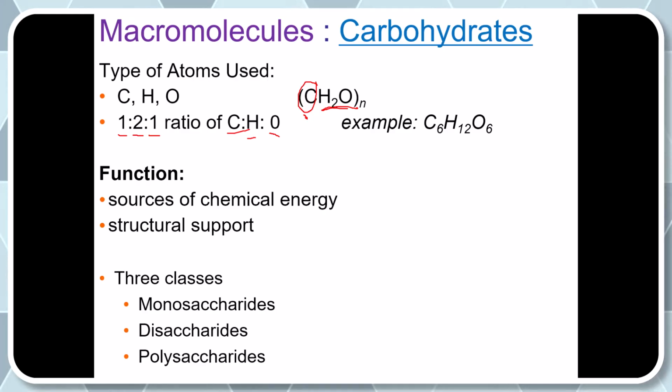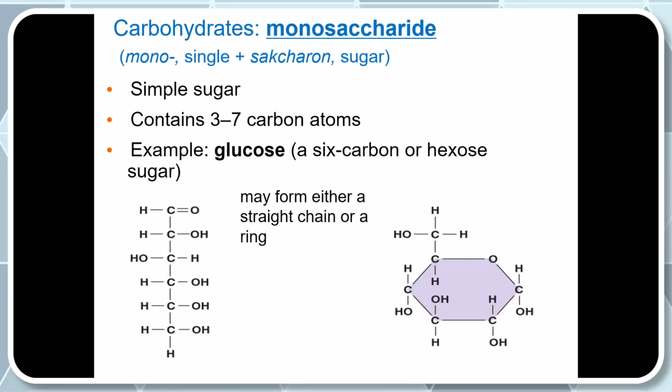So broadly, carbohydrates are important because they are great sources of chemical energy, and they can also be used for structural support. There are 3 classes of carbohydrates: monosaccharides, disaccharides, and polysaccharides. Monosaccharides, the root word mono means single, right? Saccharide, or saccharon, means sugar. So these are simple sugars. These are the monomer of a carbohydrate.